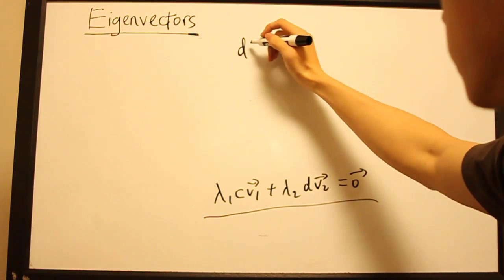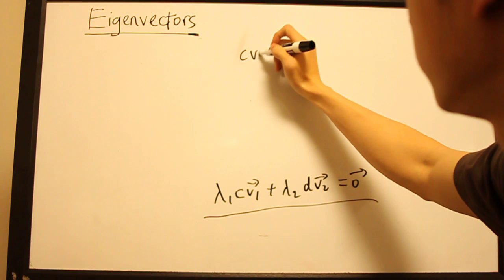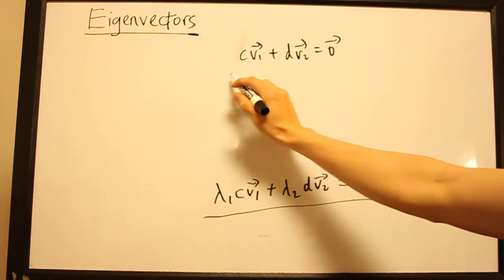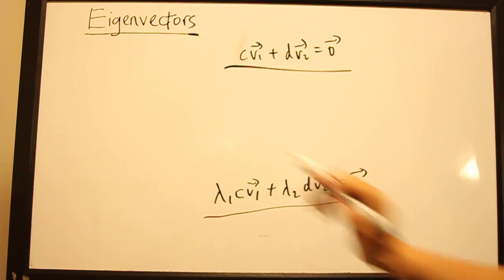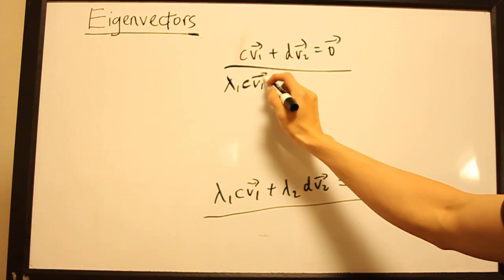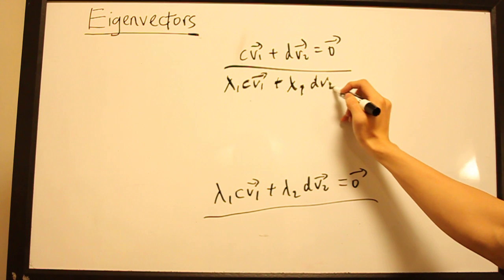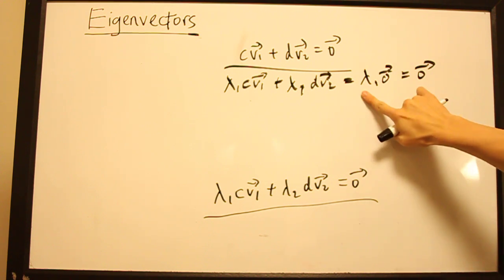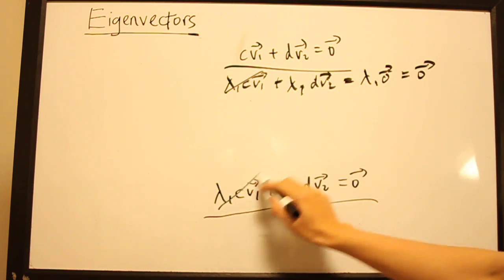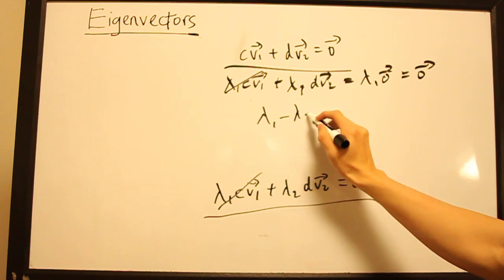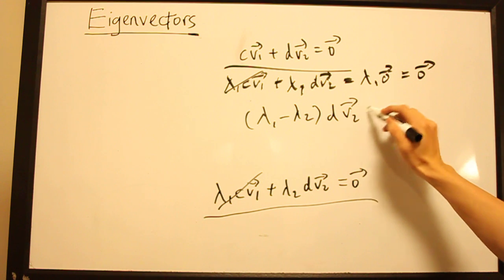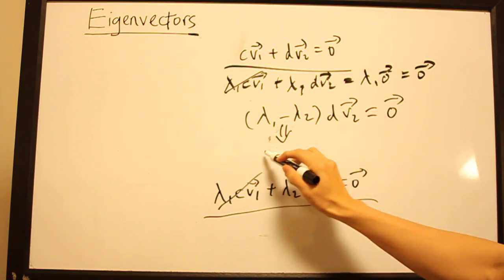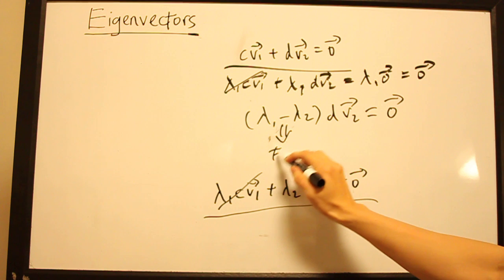Now recall our original equation. It should be c of v1 plus d of v2 equals 0. Now, if we multiply this whole thing by a scalar, say lambda 1, we get lambda 1 c v1 plus lambda 1 d v2 equals lambda 1 times 0 equals 0. Now, if we take this minus this, what do we get? This term cancels out, and this term becomes lambda 1 minus lambda 2 times d v2 equals 0. So this term is not 0 because lambda 1 is not equal to lambda 2.